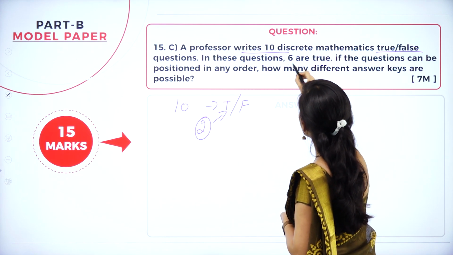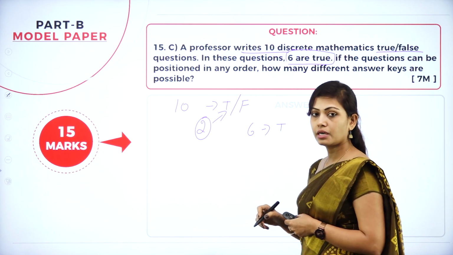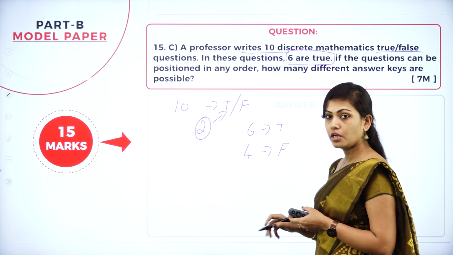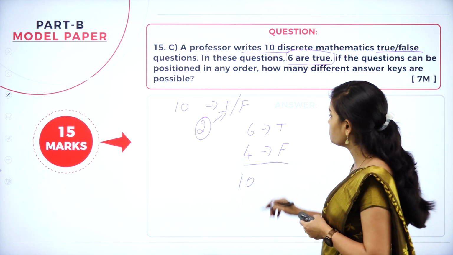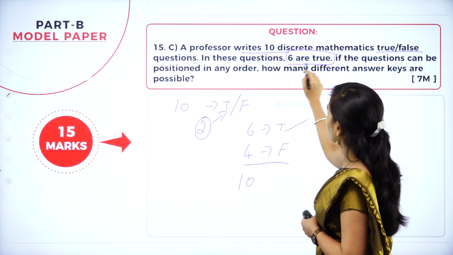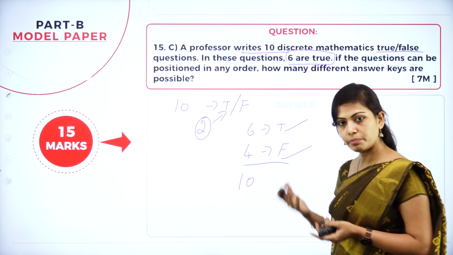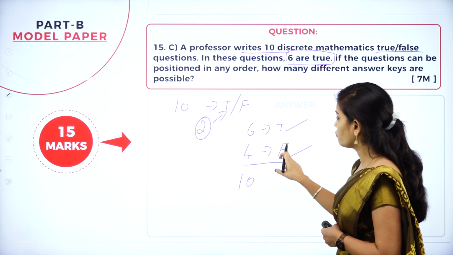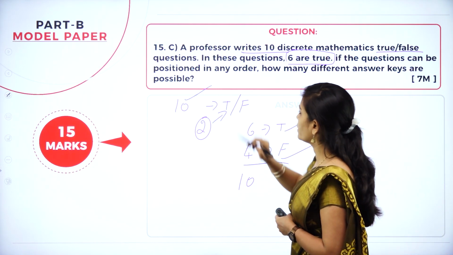In this question 6 are true, and the remaining 4 are false. Is it right? So totally we have 10 questions in discrete mathematics. They have mentioned that 6 are true, and the remaining questions will be false only. So the remaining is 4. So 4 false and 6 true questions are there out of 10 questions.